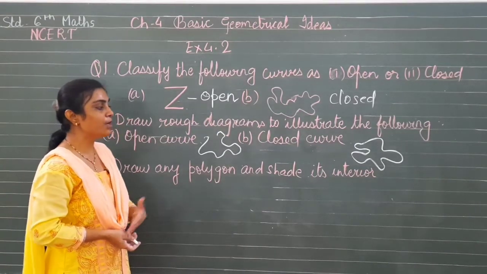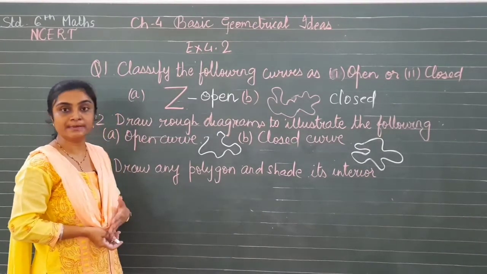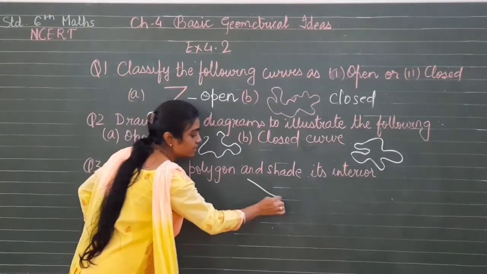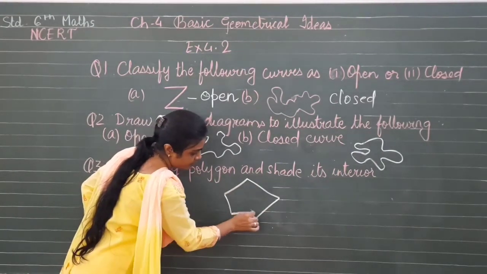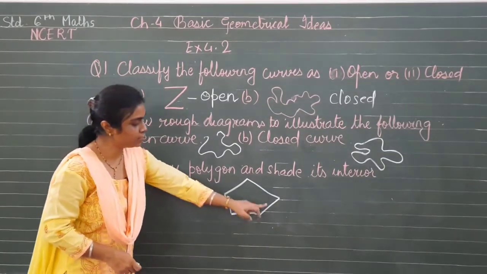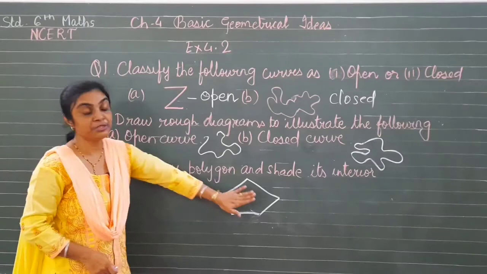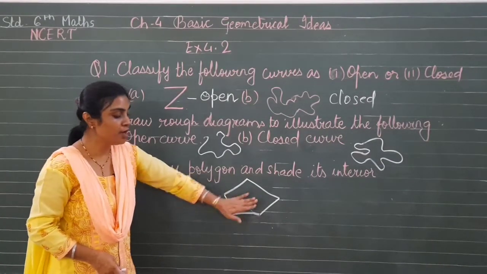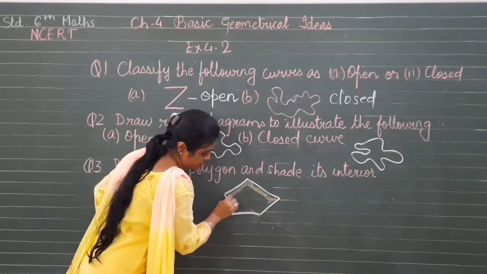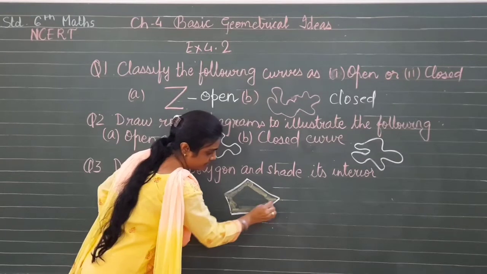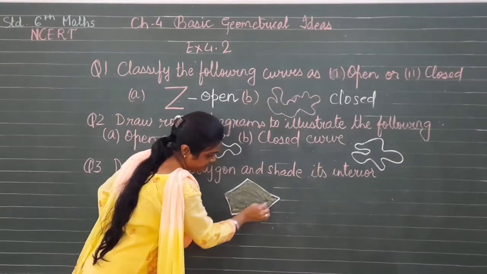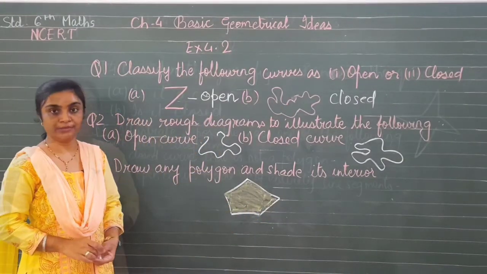Third question: draw any polygon and shade its interior. We know a polygon is made up entirely of line segments and we have to shade its interior part. So I am drawing a polygon like this. Okay, this is a polygon of 1, 2, 3, 4, 5 line segments and I am shading its interior. Interior means inside portion. So I am shading it with the chalk, and this was the shading of the interior. So this was about question number 3.